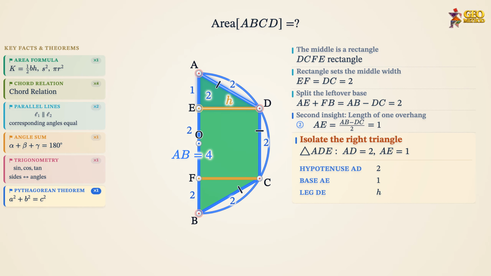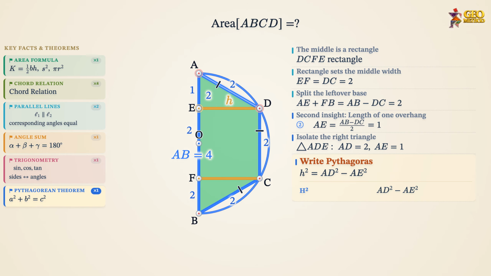Look at the top right triangle, ADE, on its own. Its hypotenuse is the slanted side, AD, equal to 2. Its base, segment AE, is 1. And its horizontal leg, segment DE, is the height h we want. In a right triangle, the legs and hypotenuse obey the Pythagorean theorem. Solving for the height leg, h squared equals segment AD squared minus segment AE squared.